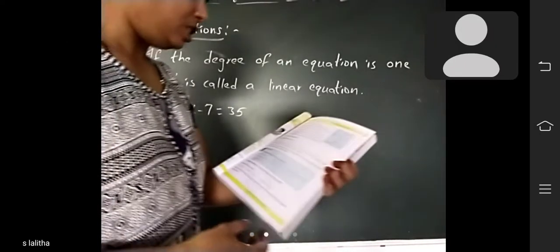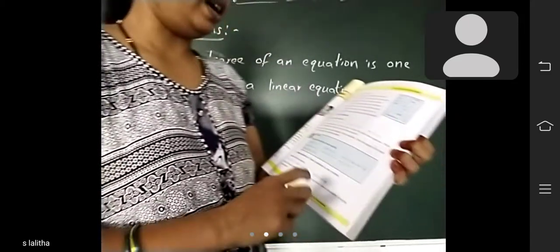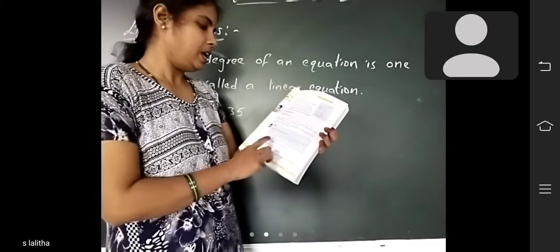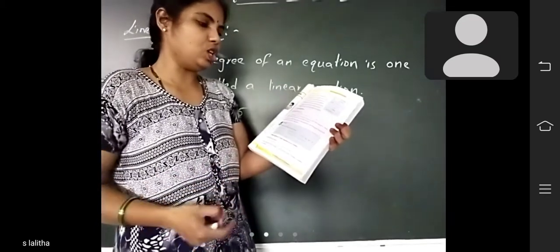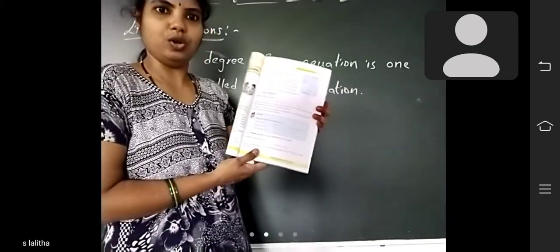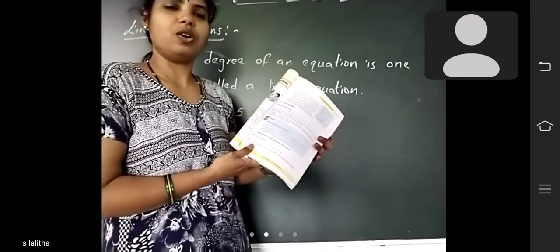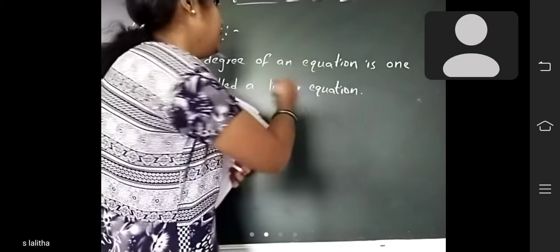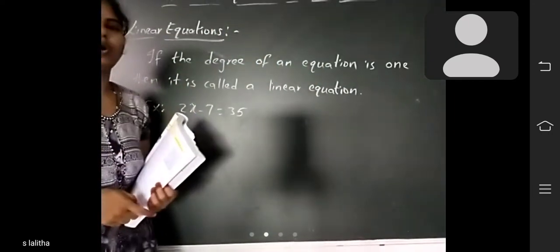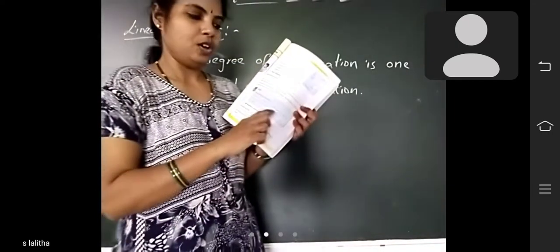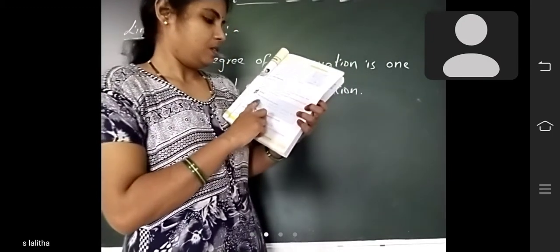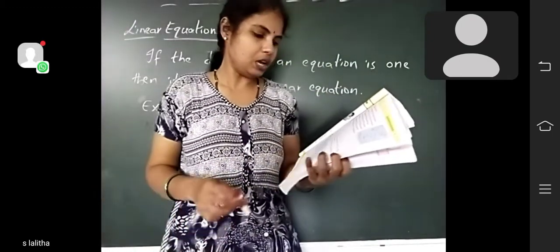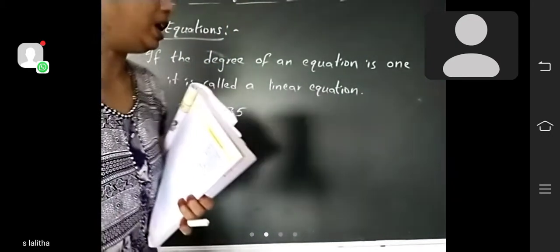Now look at this one, children. Do this, page number 35. Which of the following are linear equations? Here some equations are given. Which are linear equations? You can do this as homework. So what are called linear equations? If the degree of an equation is 1, it is called a linear equation. We should do these problems. Next, simple equations are linear equations in one variable.